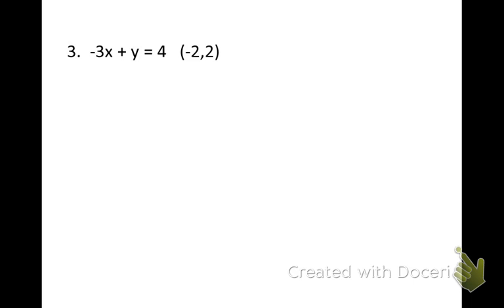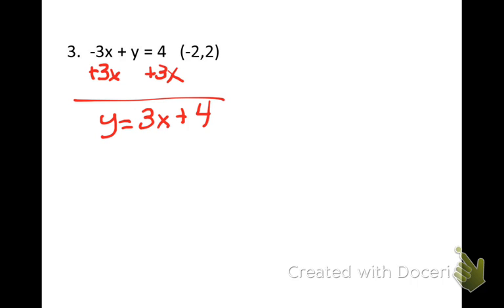Alright, I want it to be parallel to this line. Well, I want to be able to tell the slope of this line, and I can't unless I get it in the y equals mx plus b form. So I must do that first, which means I need to get the y by itself. So I'm going to add 3x to each side, and I get y equals 3x, I do want to put that first, plus 4. So what is the slope of this line? 3. So again, I'm done with that.